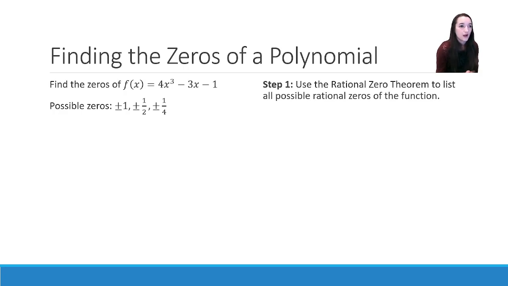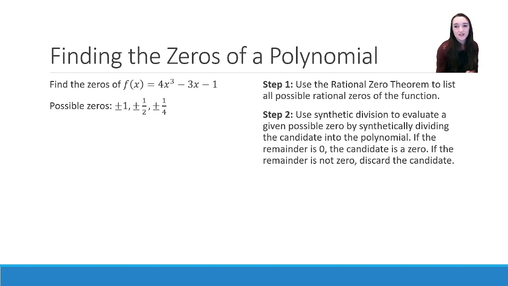Then, our next step is to use synthetic division to evaluate the given possible zeros by synthetically dividing the candidate into the polynomial. If the remainder is 0, we found a 0. Otherwise, we didn't and we discard it. So in other words, now we do some guess and check, because that's all factoring is, a lot of guess and check. But at least we have a nice method to see whether or not we guessed correctly.